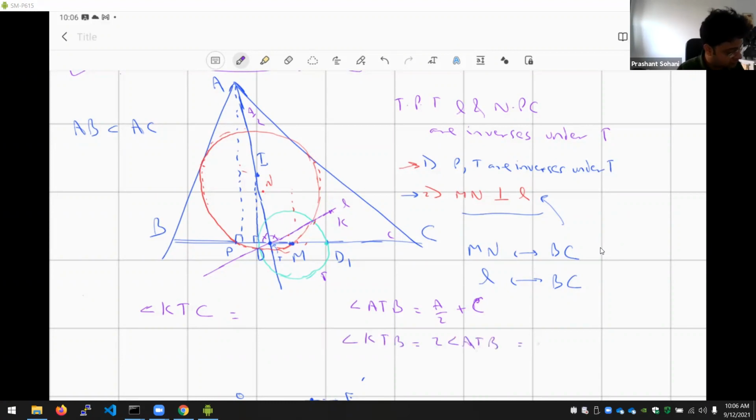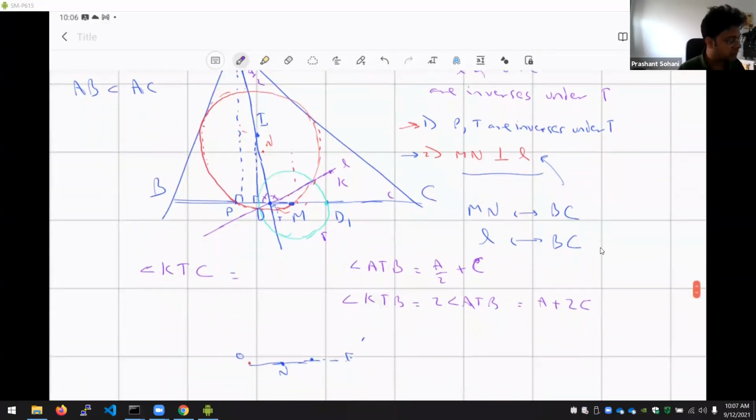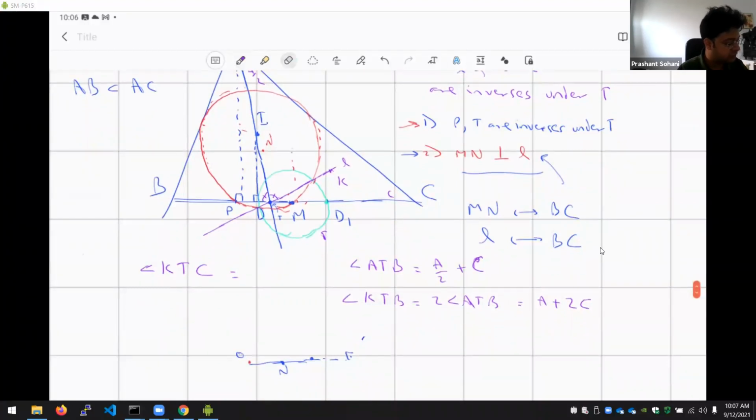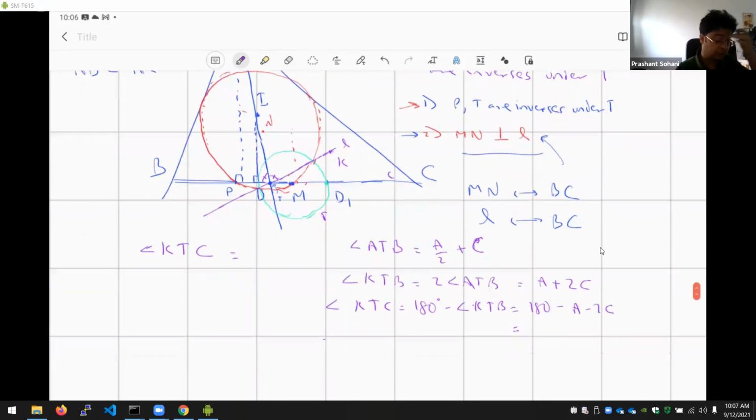So this is equal to A plus 2C. Okay, so if this is A plus 2C, then the angle KTC, which is the supplement, will be 180 minus A minus 2C. And I can do some simplification here. If I replace 180 by A plus B plus C, this will become simply B minus C. Okay, so angle KTC is equal to B minus C.